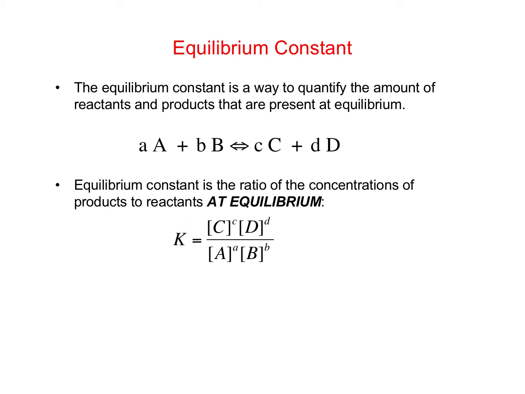The equilibrium constant is defined by taking the concentrations of the products and dividing those by the concentrations of the reactants. But the stoichiometry does come into play here. Each of the concentrations of the reactants and products is raised to the power of its stoichiometric coefficient. So if the stoichiometric coefficient in front of the product C is this lowercase c, then we need to raise the concentration of C to that power. And the same thing for all of the reactants and products.